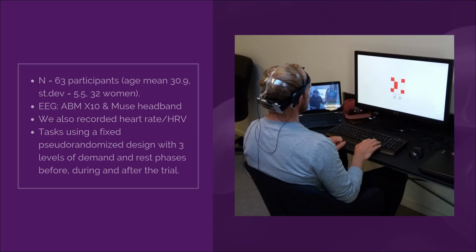In the study, we controlled the levels of stress that people had. We recruited 63 participants, and we used two different types of EEG measures. One EEG measure was the ABM-X10, and the second was the Muse headband. We also recorded the heart rate variability by first recording the heart rate and then calculating the heart rate variability from the heart rate. And then people went through a pseudo-randomized design with 3 levels of demand.